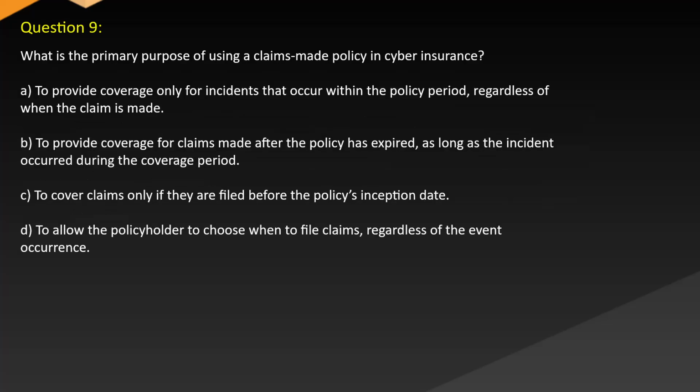risk. Question 9. What is the primary purpose of using a claims-made policy in cyber insurance? A. To provide coverage only for incidents that occur within the policy period, regardless of when the claim is made. B. To provide coverage for claims made after the policy has expired as long as the incident occurred during the coverage period. C. To cover claims only if they are filed before the policy's inception date. D. To allow the policyholder to choose when to file claims regardless of the event occurrence.